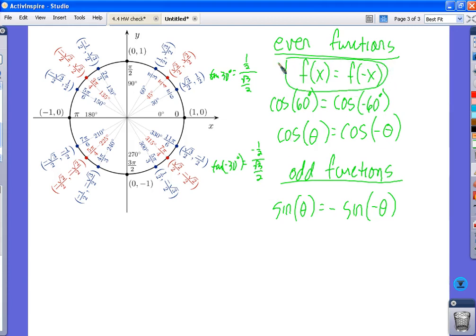If they're even, they are exactly the same as each other. If they're odd, they are opposites. This one's positive, this one's negative. So for tangent, the tangent of theta is equal to the negative tangent of negative theta. They're opposites of each other. So in general, an odd function is f of x equals negative f of negative x.